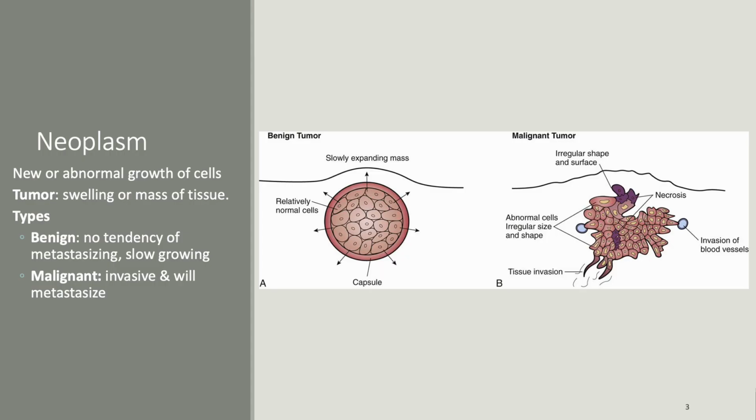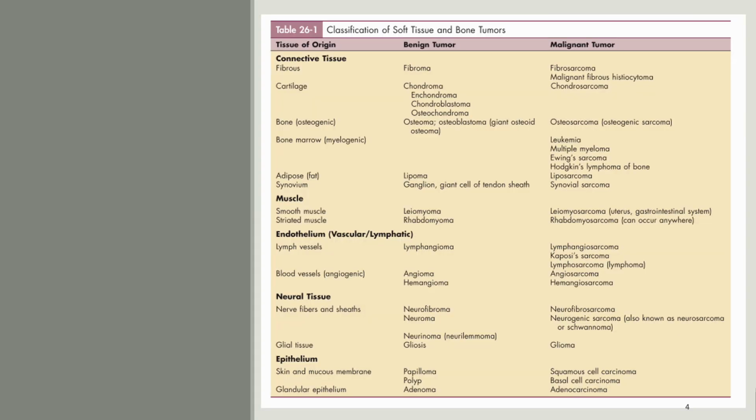Neoplasm refers to a new or abnormal growth of cells and is often used interchangeably with tumor, which denotes any swelling or mass of tissue. The types of neoplasms include benign neoplasms, which show no tendency to metastasize. They are non-invasive and typically slow-growing. Malignant neoplasms can be invasive and have the potential to metastasize to other parts of the body. Here you can see the various different classifications of soft tissue and bone tumors.